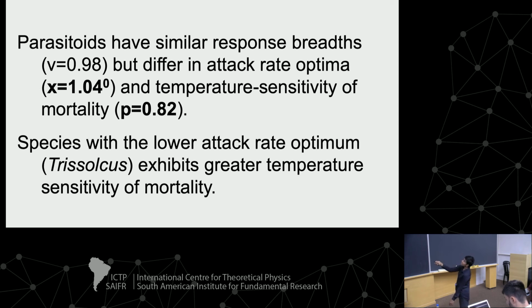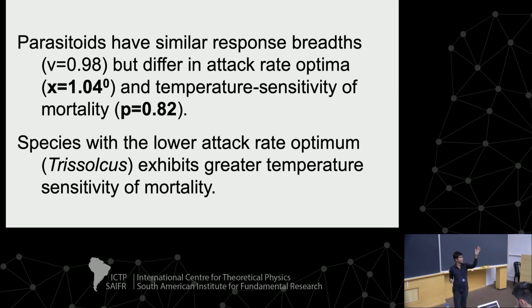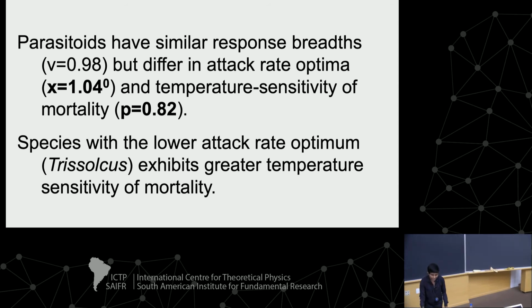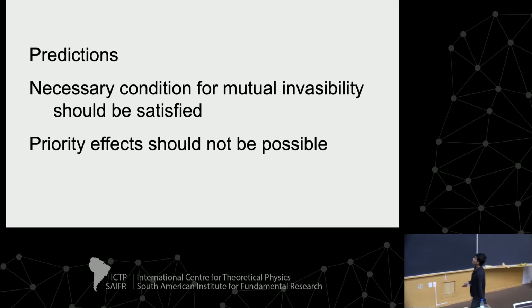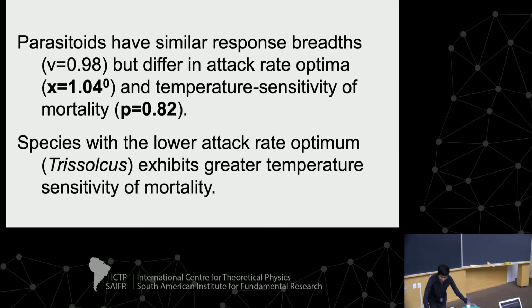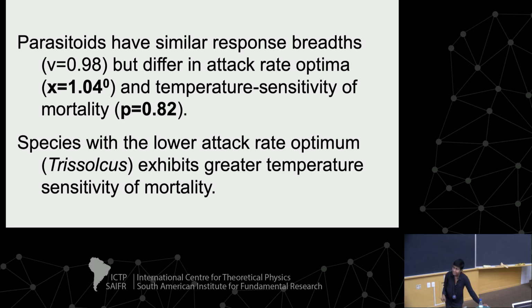And the temperature sensitivity of mortality, and what is really, really interesting is, without going into the gory details, the species with the low attack rate optimum, the one on the left-hand side, exhibits greater temperature sensitivity of mortality. So we said then, that means the necessary condition for mutual invasibility. So these are just data, right? These didn't come from the model. These are just data from the experiments, okay? Just to be very clear, that did not come out from any model.